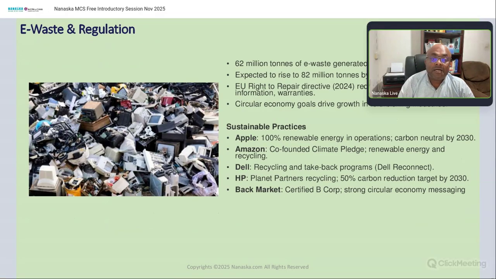There is approximately 62 million tons of e-waste. Again, I jumped to a different slide. 62 million tons of e-waste for 2022, estimated to be 82 million by 2030.